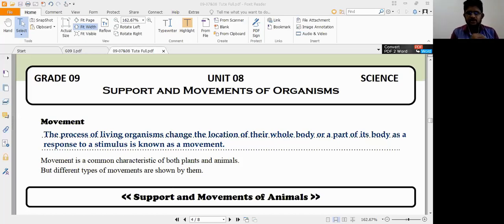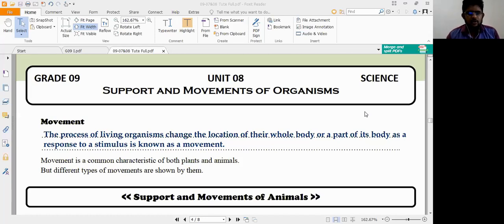Accordingly, either the whole body or the part of the body changes its position. Okay, that is also due to two reasons. One, as a response to a stimulus, and the other as a response to a target change. So what is the definition we are giving here? Movement is the process by which living organisms change the location of their whole body or a part of their body as a response to a stimulus.